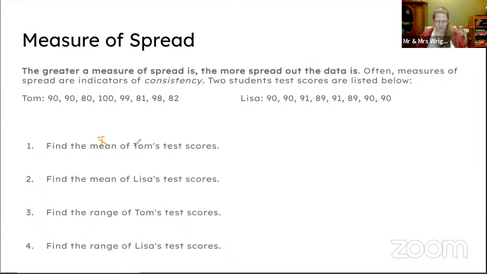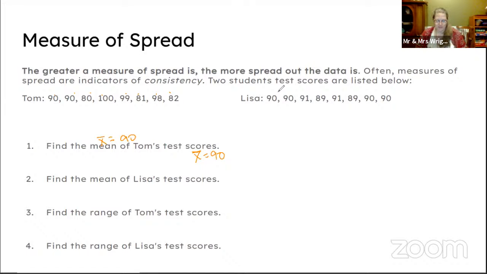90 plus 90 plus 80 plus 100 plus 99 plus 81 plus 98 plus 82 is 720. And then I'm going to divide that by 1, 2, 3, 4, 5, 6, 7, 8. And my mean for Tom is 90. So X bar equals 90, X with the line over it, which means mean. Mean is 90.